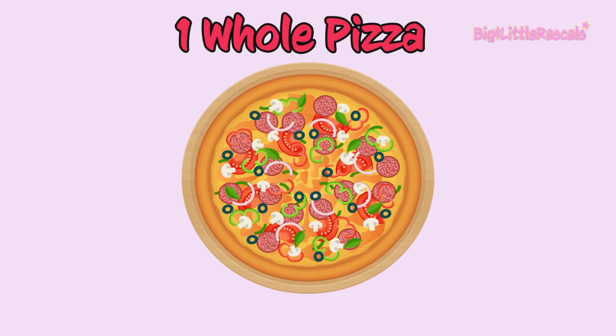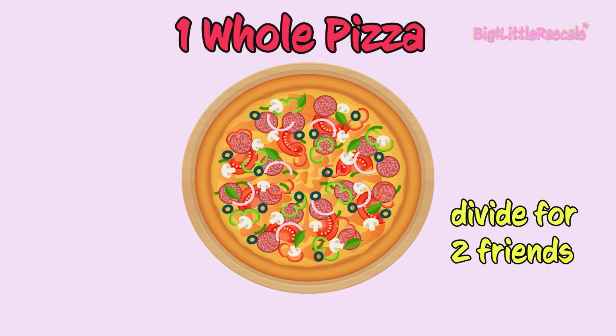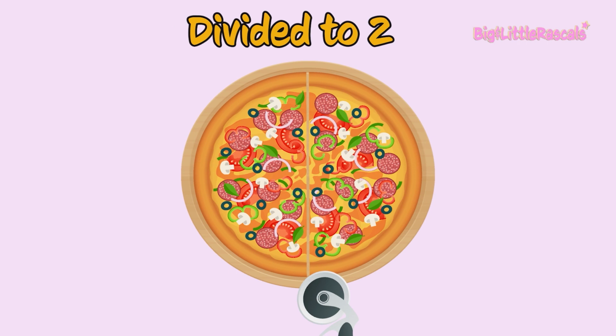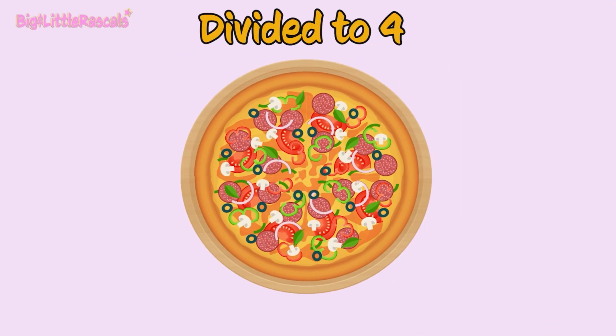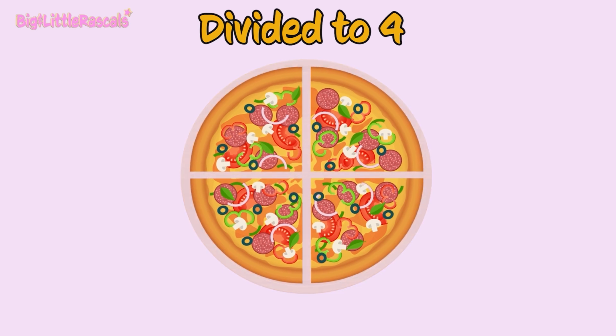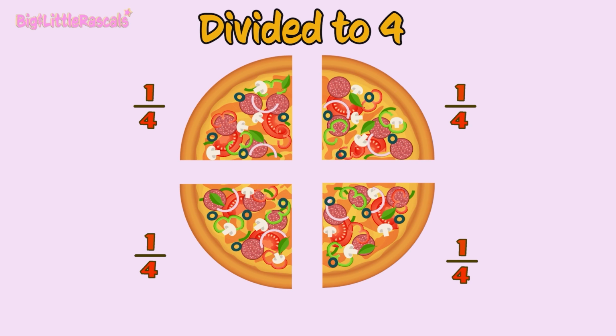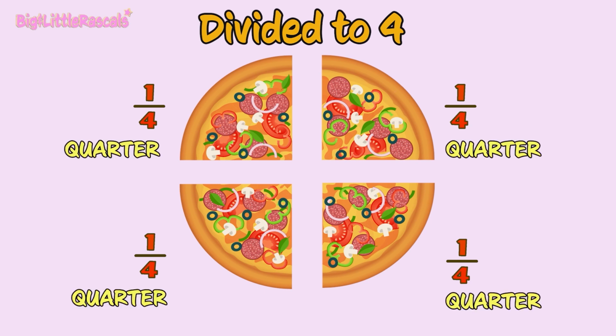I have a big delicious pizza here and I need to divide this for two friends. So, I cut it into two. One pizza divided into two. Each person will receive half of the pizza, which is 1 out of 2. But now, if I need to divide this pizza for 4 friends, then I need to divide this pizza into 4, which is what we call a quarter. Each person will receive a quarter of a pizza.